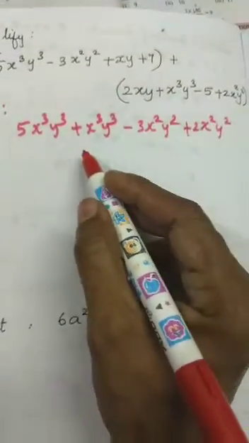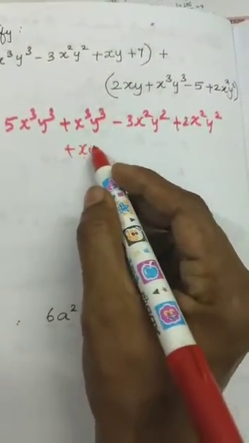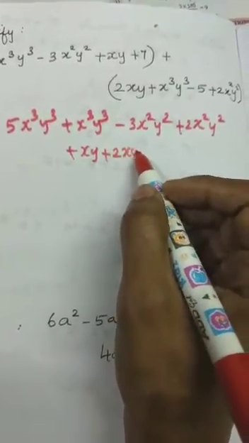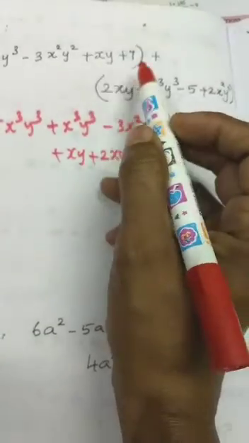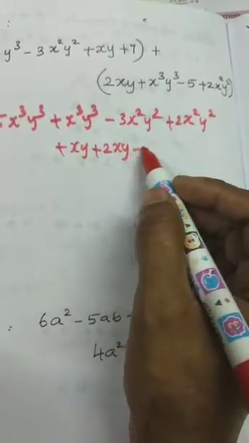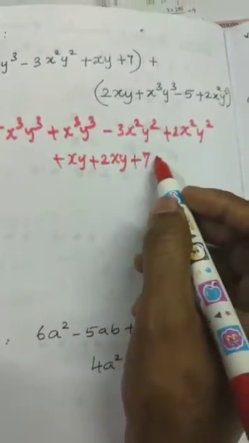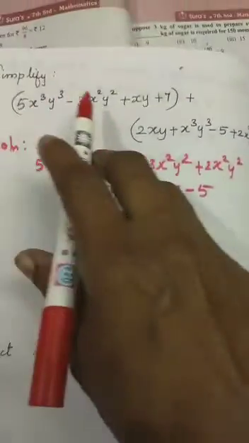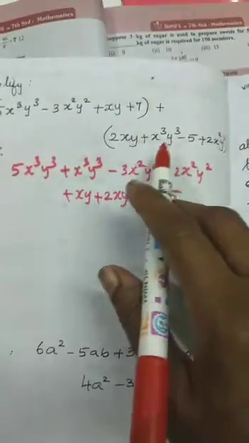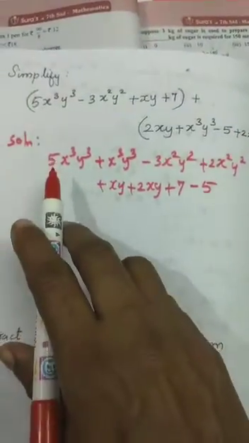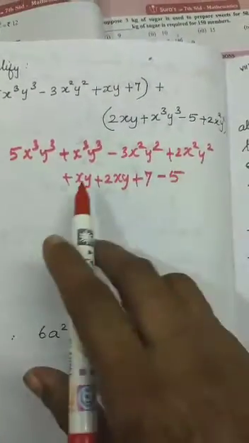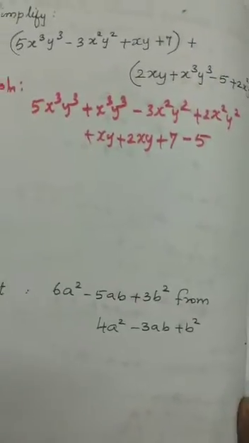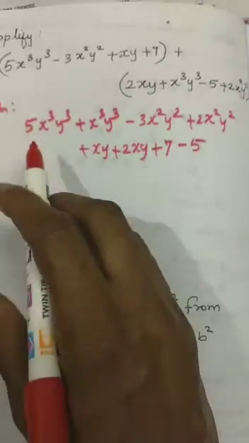Then xy plus 2xy. Then next, 7 is a constant, isn't it? Plus 7 minus 5 here. How many terms here? 1, 2, 3, 4, 5, 6, 7, 8 terms. We have written the like terms together. Now simplify.